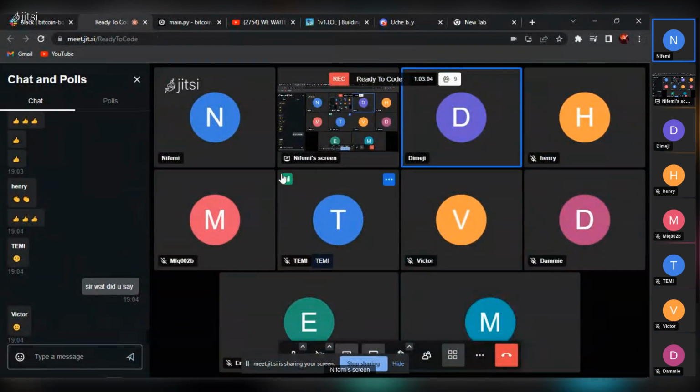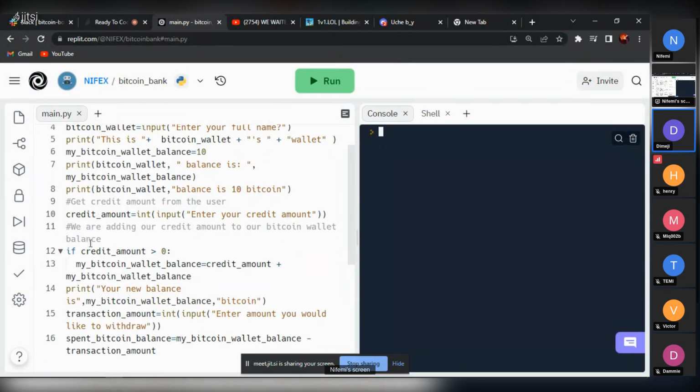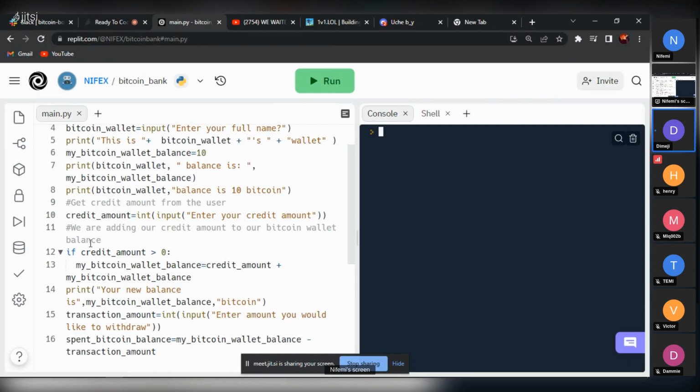Sir, can you see the screen? Yes, I can see your screen, sir. So, Victor, can you close this tray, the console tray? Can you close it or shift it to the right? You know how to do that, right?